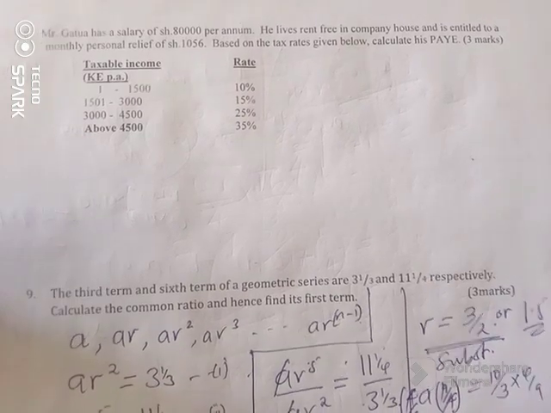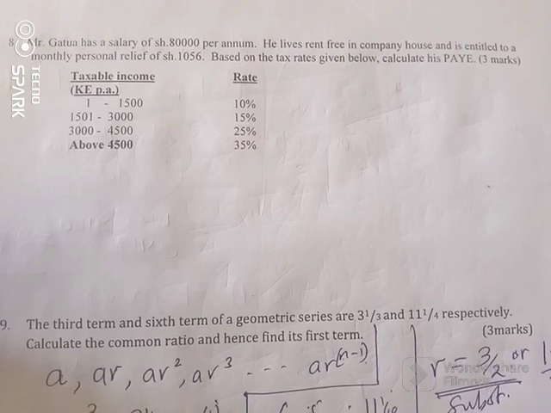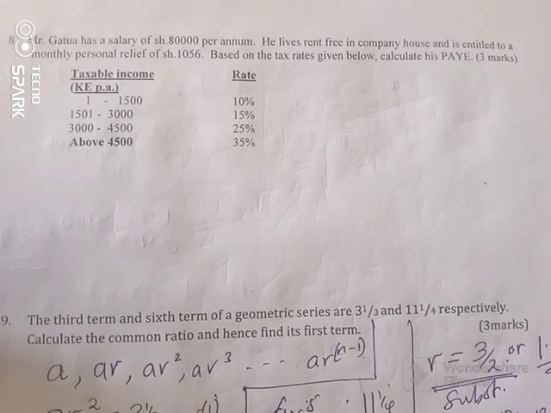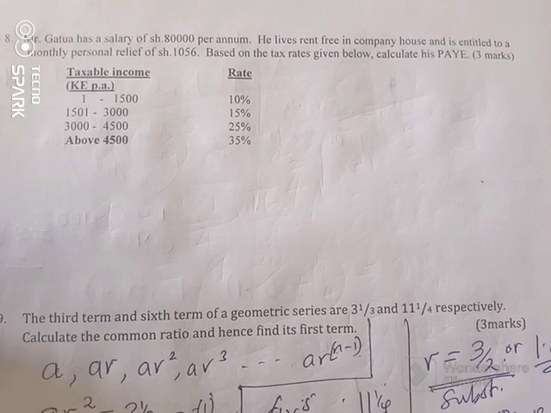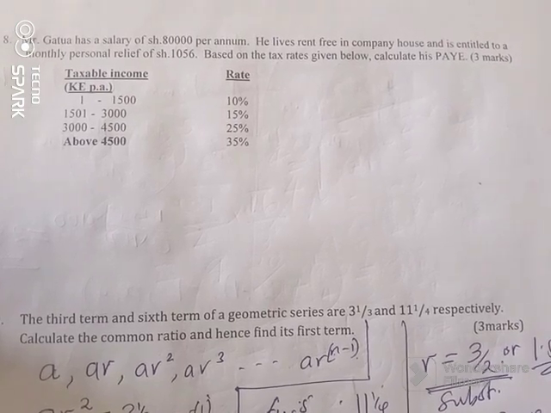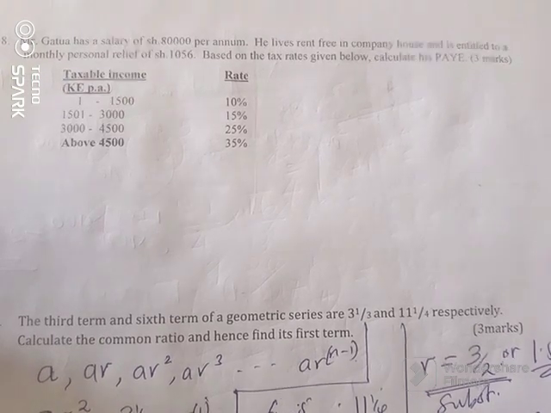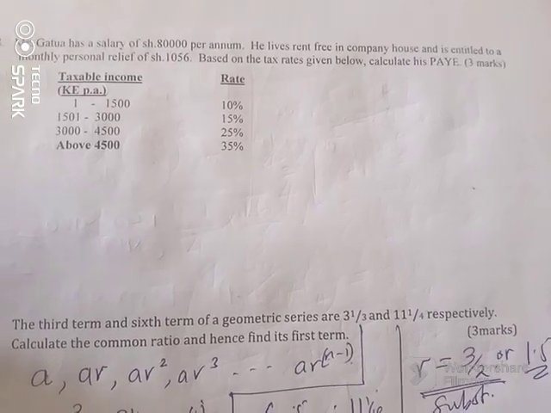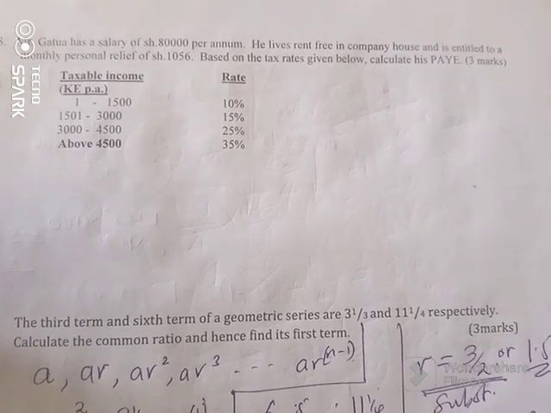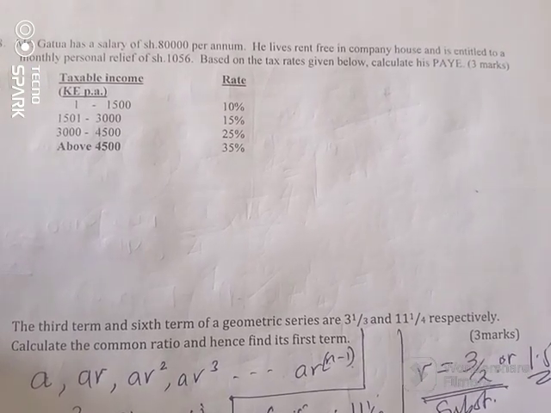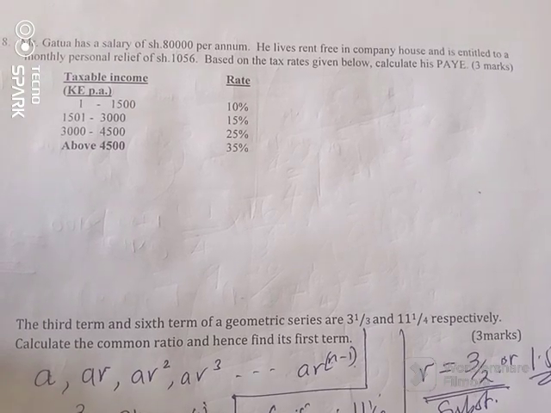So at number 8, guys, without wastage of time, the question reads: Mr. Gatua has a salary of 80,000 Kenya shillings per annum. He lives rent-free in a company house and is entitled to a monthly personal relief of Kenya shillings 1,056. Based on the tax rates given below, calculate his PAYE, that is pay as you earn.